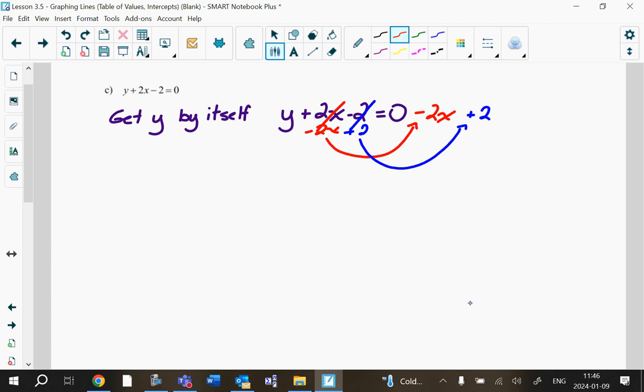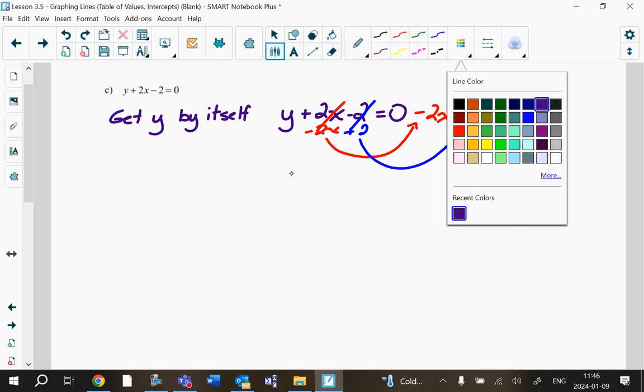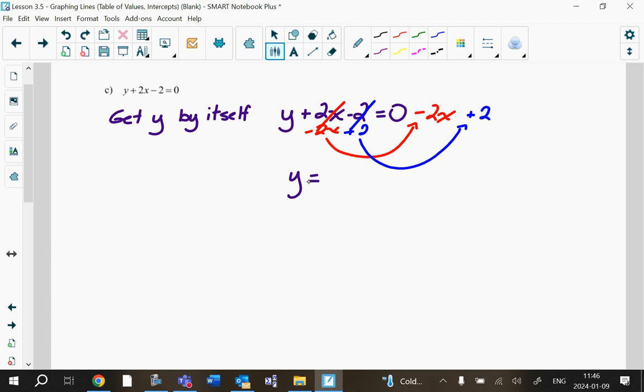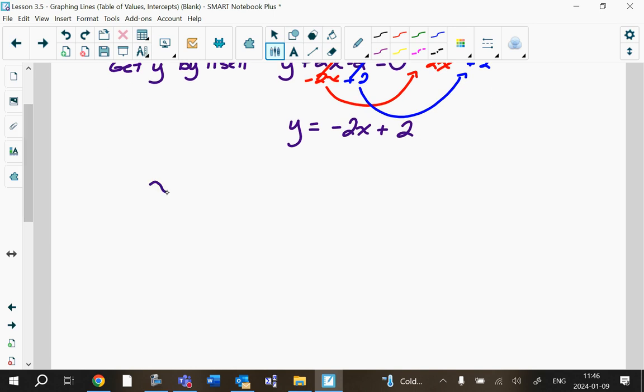So that means my equation looks like y equals, well, I don't write the 0, negative 2x plus 2. And I want you to go from there. You should be able to go from there. No fractions, which is nice. So that means you should be able to choose your numbers.